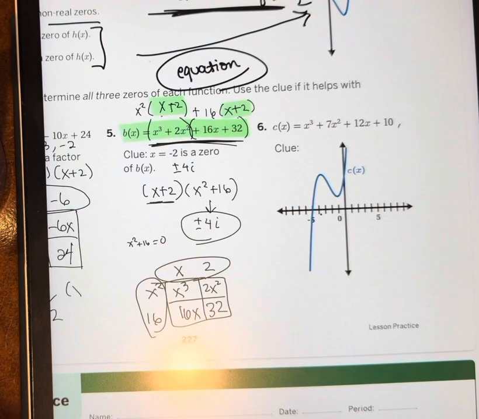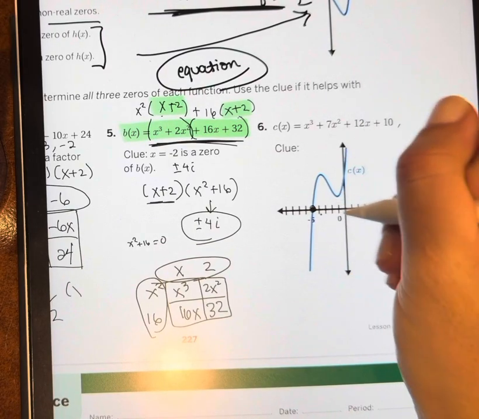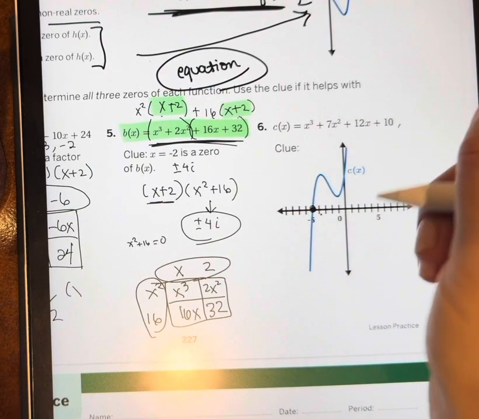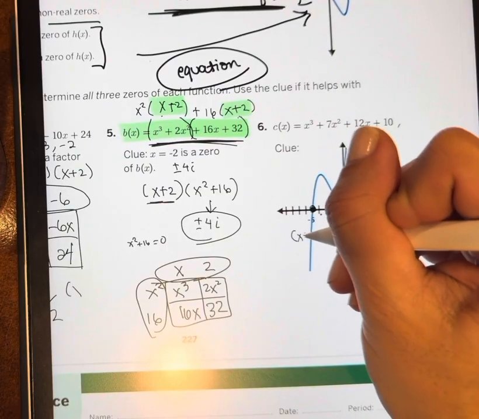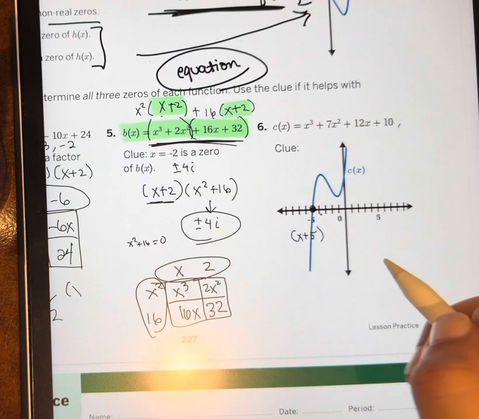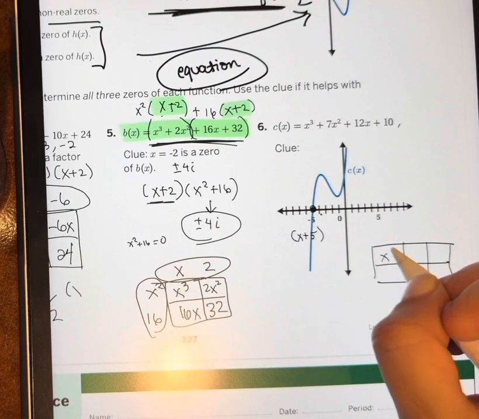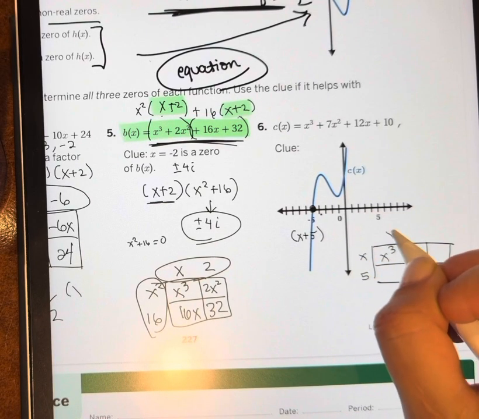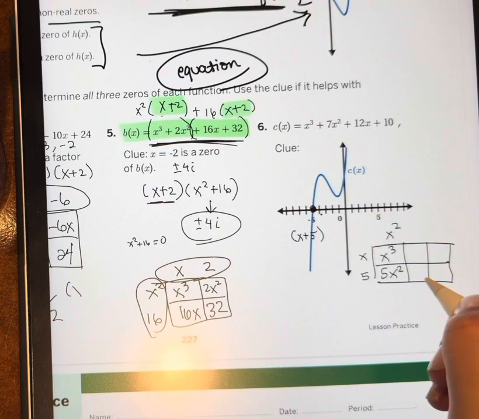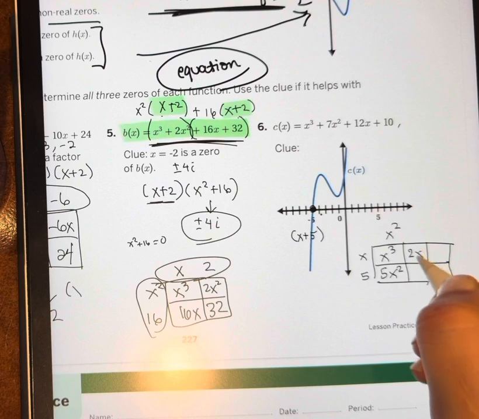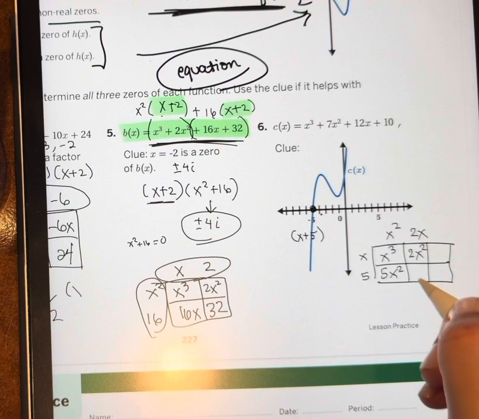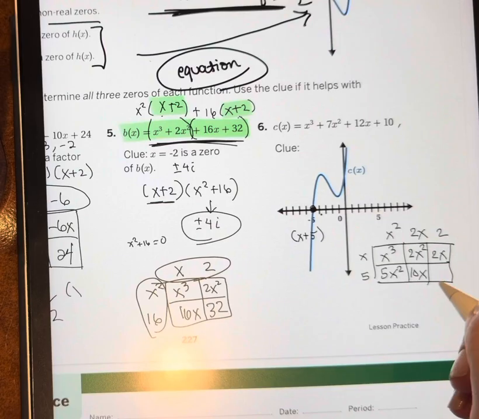On this one, what I can do is look at their clue, which is x-intercept at -5, which means a factor of x plus 5. So then I'll divide x cubed, x plus 5, x squared, 5x squared. 2x squared, 2x, 10x, 2x, 2, 10.